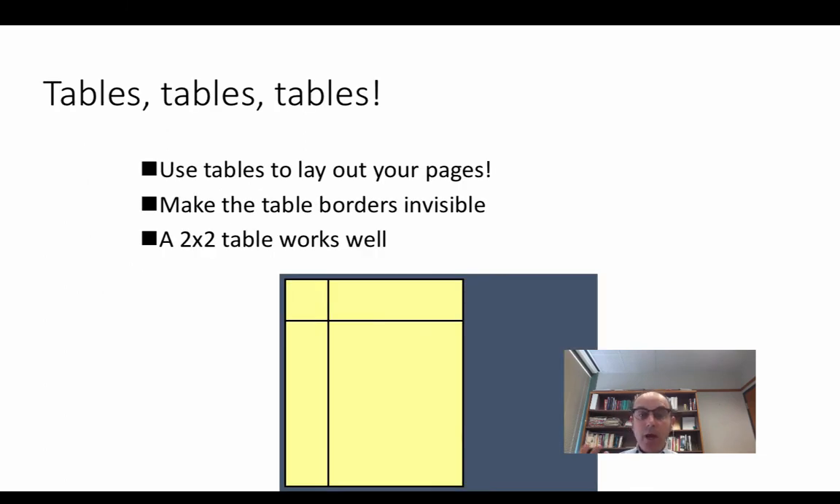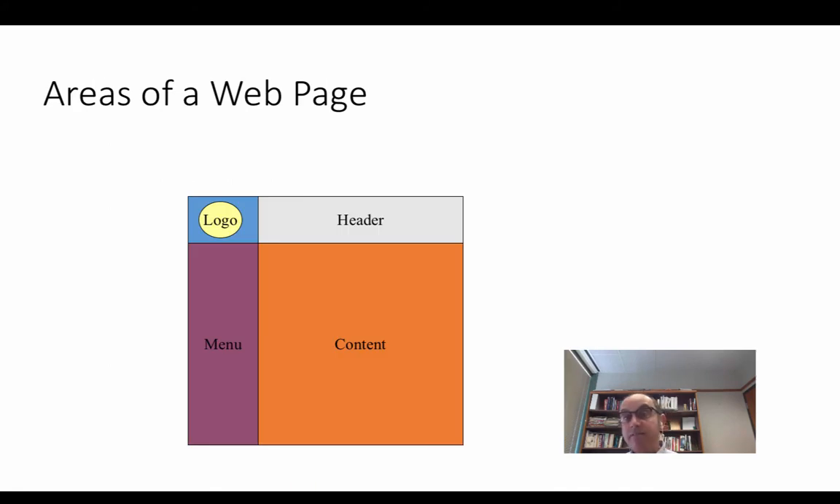One of the things that we often use in HTML is tables. So the title of this page is table, table, table. Use tables to lay out your pages. Make the table boundaries invisible or visible based on your visual perspective. A 2x2 table works quite well for a lot of websites. They have the logo on the left side, the header in the middle, and then they have the menu and the content. And you see, this is the layout, it's like a piece of art.